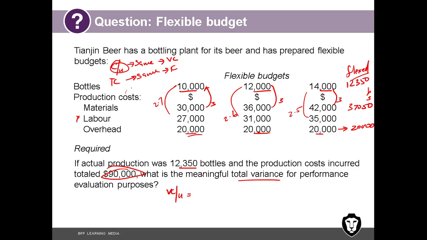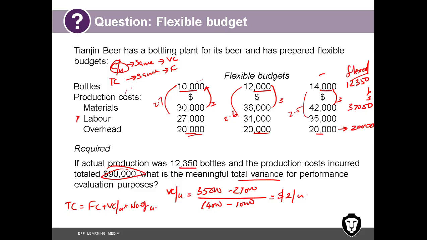Variable cost per unit is the difference in cost between the highest and lowest. 35,000 is the highest cost, 27,000 is the lowest cost, 14,000 is the highest units, 10,000 is the lowest units. Cost difference divided by unit difference. So 8,000 divided by 4,000, it's $2 per unit, variable cost per unit. To find the fixed cost, what do we do? We apply this formula. Total cost equals fixed cost plus variable cost per unit into number of units.